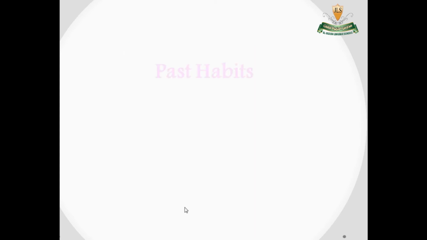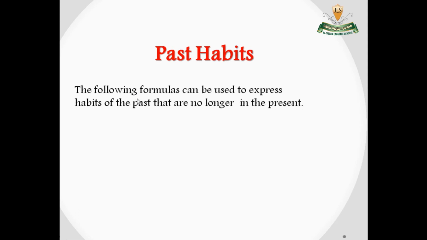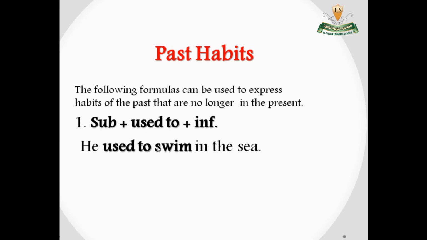Okay? In the past also I have habits. I used to do something in the past. So how do I use it in our tenses? Here we have some formulas. The following formulas can be used to express habits of the past that are no longer in the present. For example, subject plus used to plus infinitive. For example, he used to swim in the sea.